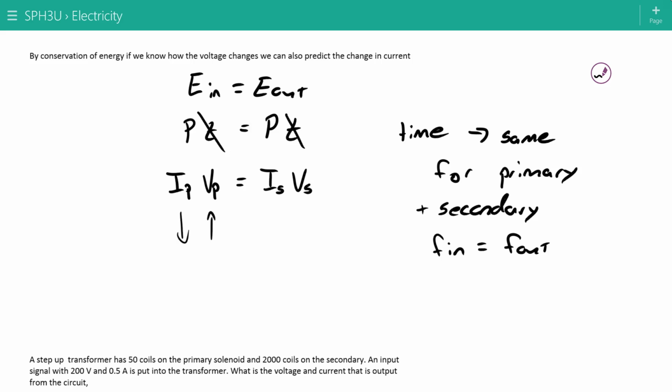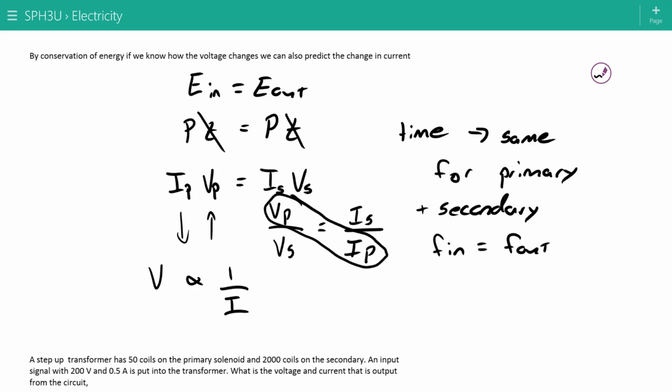The ratio, or the product of the two has to remain constant. What that means in terms of a general relationship between the two things is that voltage is inversely proportional to current. As the voltage goes up, the current goes down. To rearrange this equation to see that, I could rearrange it so that all the V's are on one side and all the I's are on the other side. And here I can see the inverse relationship that I'm talking about.